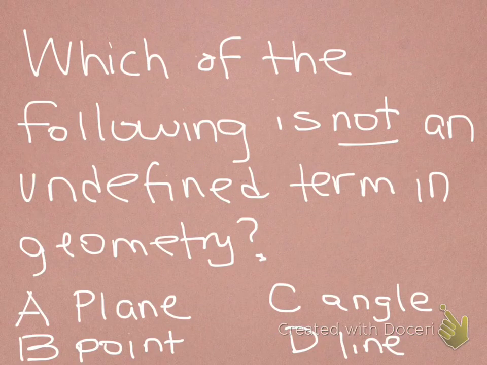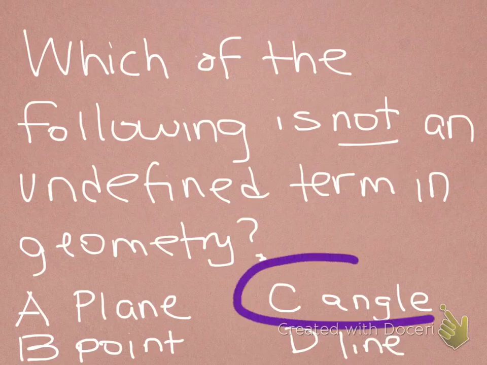Next one, which of the following is not an undefined term in geometry? Well, there's 3 undefined terms. That's a point, a plane, and a line. So if it's any of those, then those are undefined, so that gives us the only option is angle.